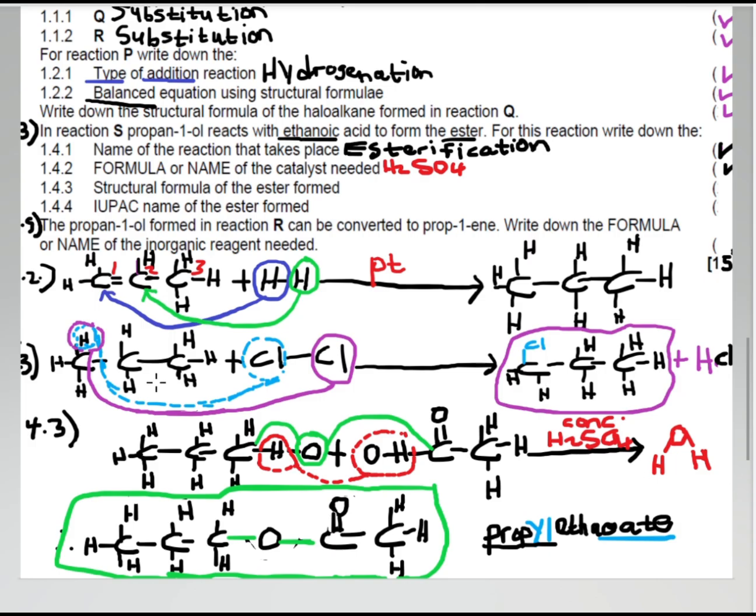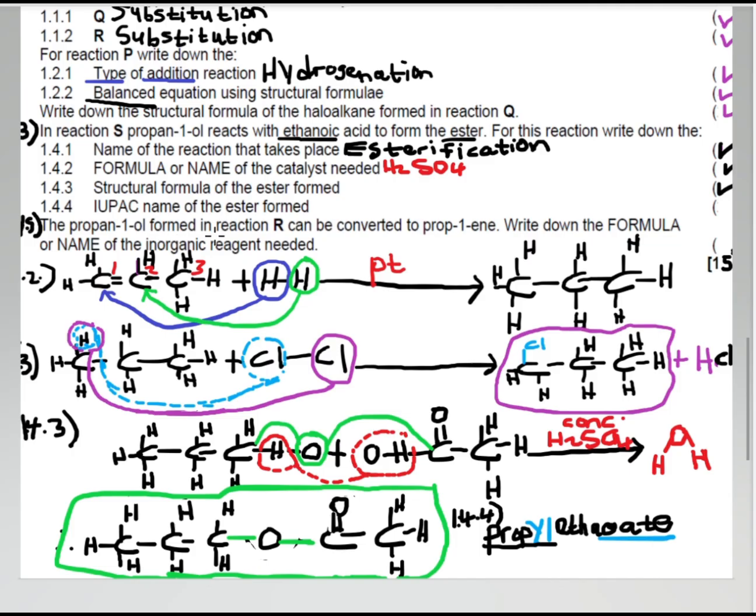This is question 1.4.3. Now, question 1.4.4, the question that follows, they want the IUPAC name of the ester formed. Guys, we have the IUPAC name of the ester formed. It is propyl ethanoate. So we have the answer here, down here, propyl ethanoate. We have the answer, all right? And then let's go to question 1.5.